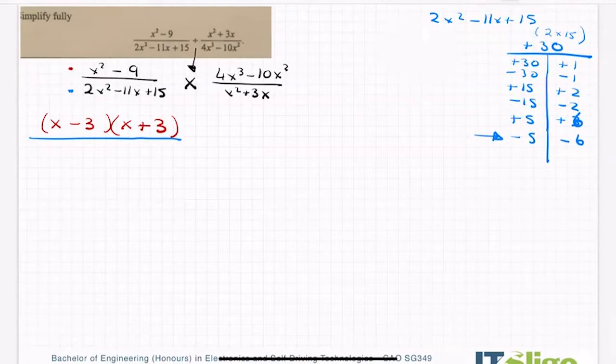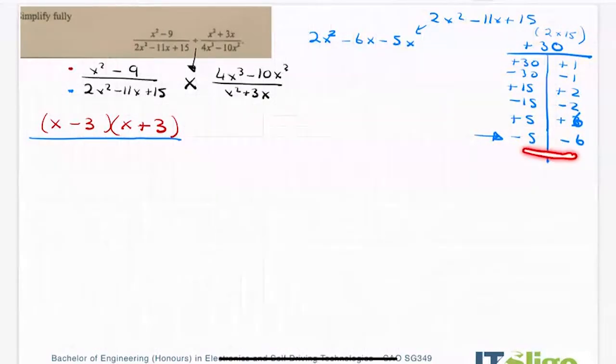Well, there's a couple more steps to it when there's a number in front of the x squared. The 2x squared stays the same. Instead of the minus 11x, I will write it as minus 6x minus 5x. Okay, now you can see that still adds up to 11. I've just written it as the sum of its factors instead. And then I'm just going to put down the plus 15 instead. And then you do grouping from junior cert.